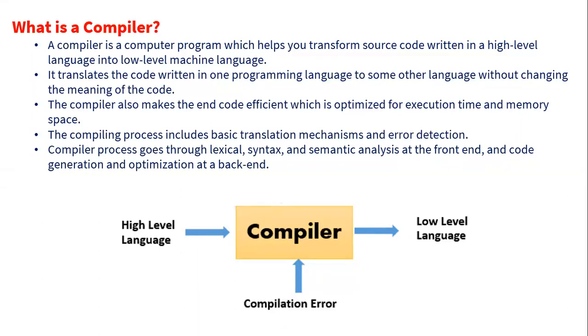Now you know very well, when we compile a C program or a C++ program, we will get some errors. First of all, we need to remove those errors, and then we need to compile again, until 100% of the errors are removed from the program, otherwise the program does not execute.